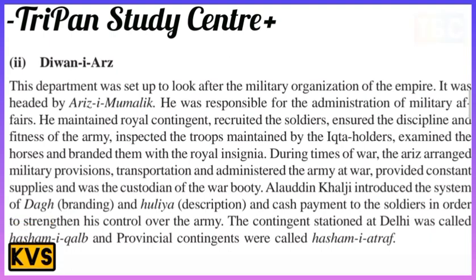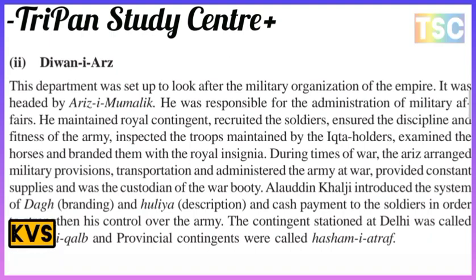Alauddin Khalji introduced the system of dagh, branding, and huliya, description. This is important for the UPSC exam. Alauddin Khalji introduced cash payment of soldiers in order to strengthen his control over the army. The contingent of the strength at Delhi was called Hasham-i-Qalb, and the provincial contingent was called Hasham-i-Atraf.